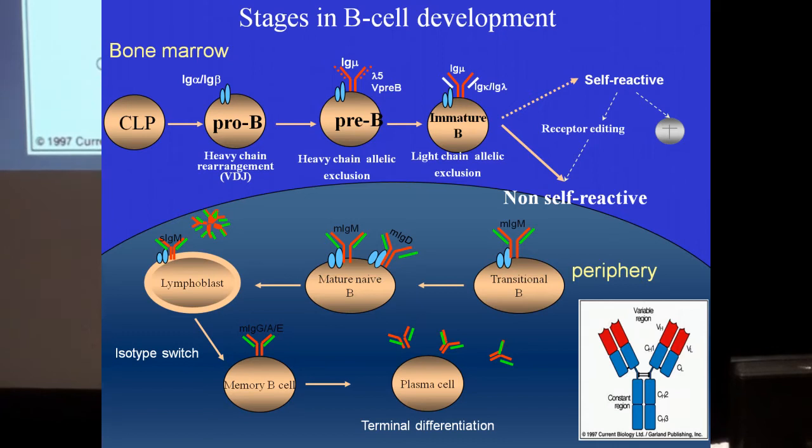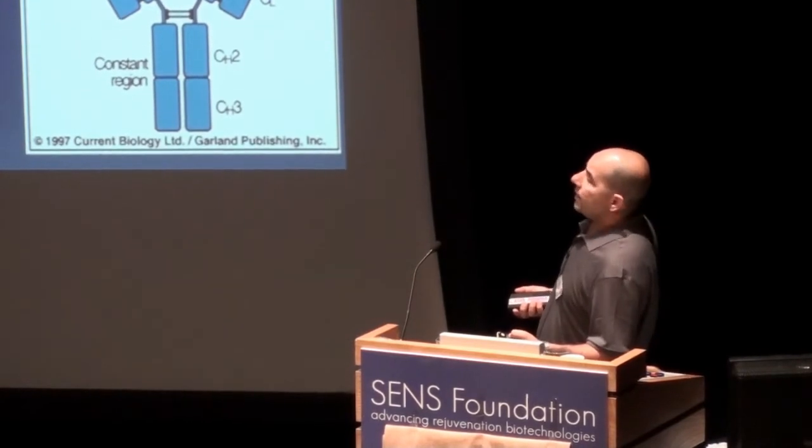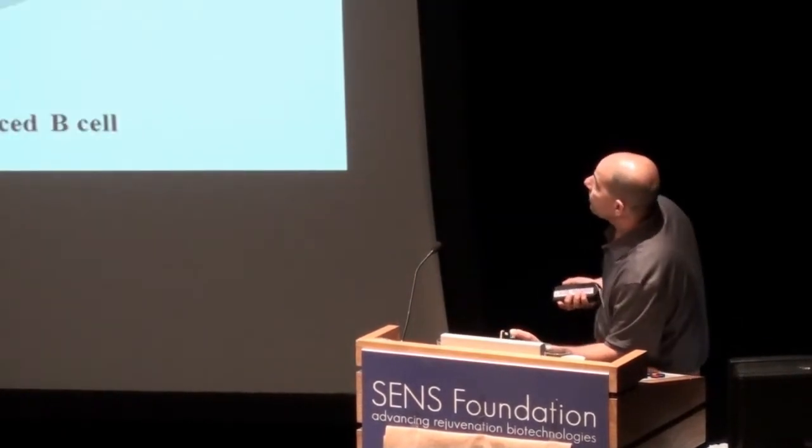They are enabled to migrate to the periphery to complete their maturation. In the periphery, they reside and form the huge diverse repertoire that is capable of responding to and recognizing any given pathogen. So now what happens in aging?